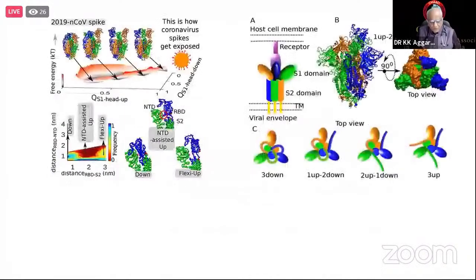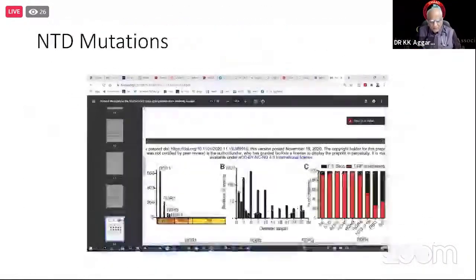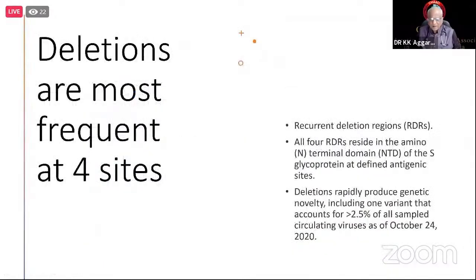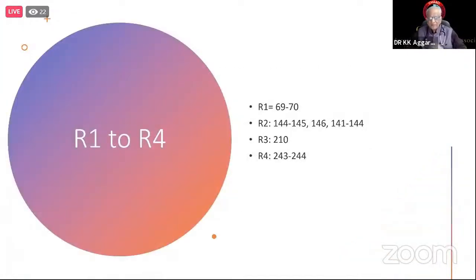These are the 4 locations in NTD called R1, R2, R3 and R4. And you can see most of them are in NTD. So all the events are in NTD. And we can see 6970 is in R1, 144 in UK1 is in R2, and then 243, 244 in South African is in R4 portion of the NTD.